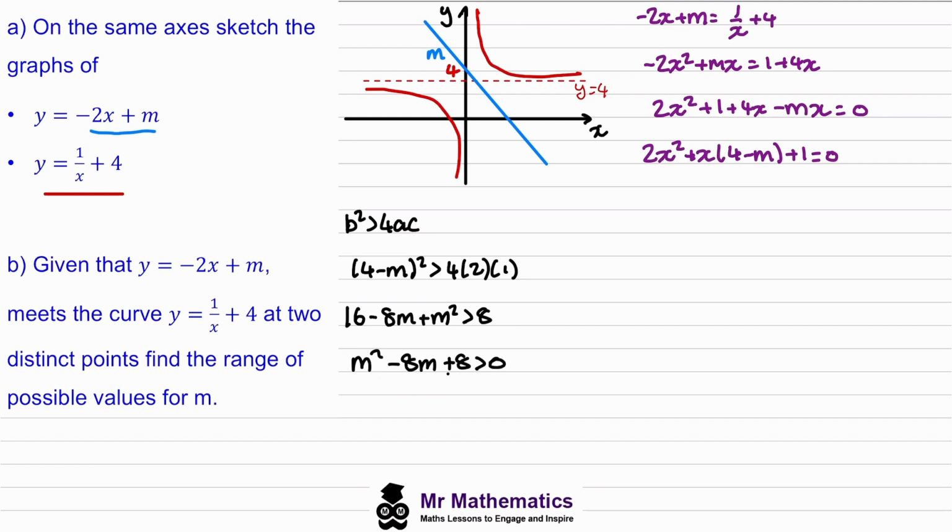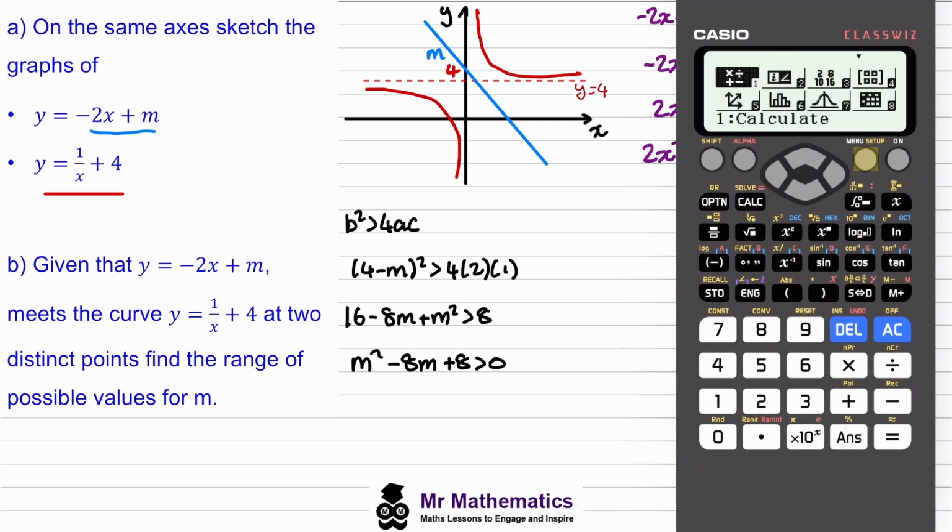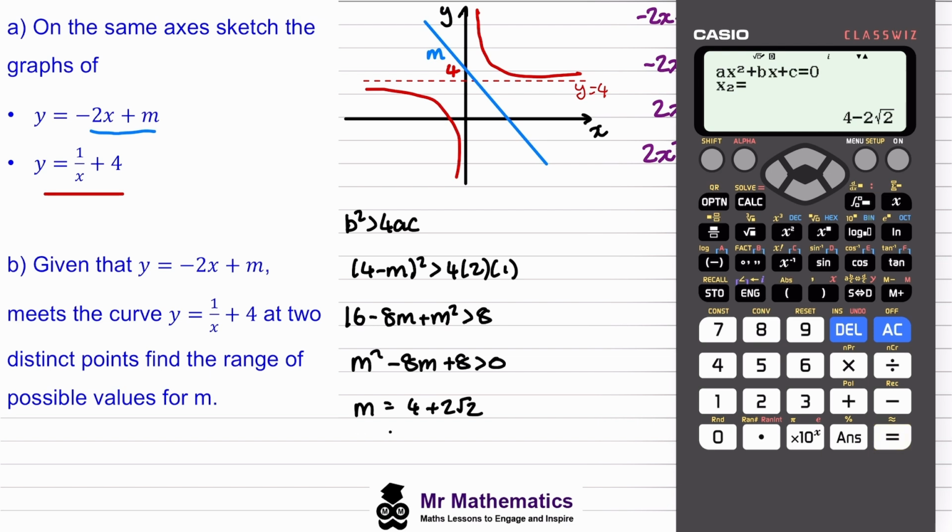And then we can solve this by finding the roots. So if we go to our calculators, we'll go to menu, we'll want the equation solver, option 2, we want 2 degrees, the coefficient of m squared is 1, the coefficient of m is negative 8, and the constant term is also 8. So m will be equal to 4 plus 2 root 2, and 4 minus 2 root 2.